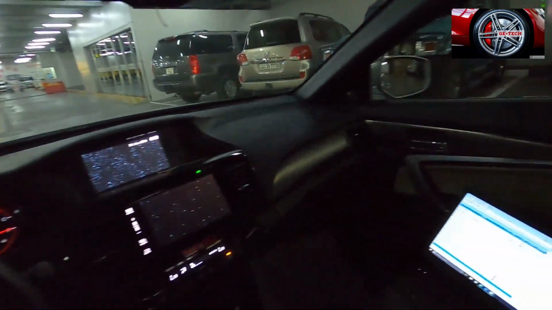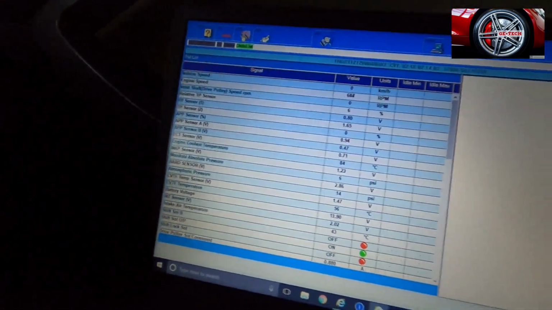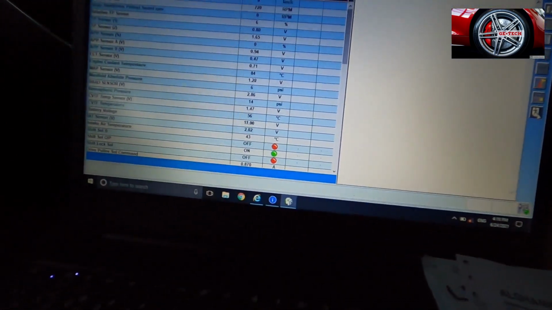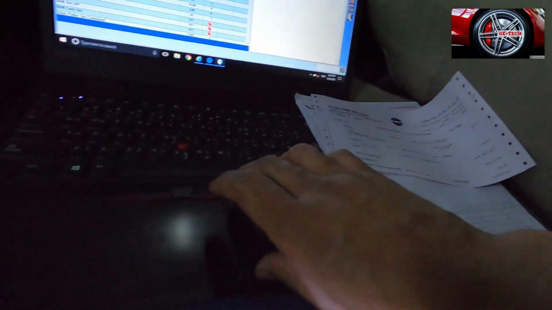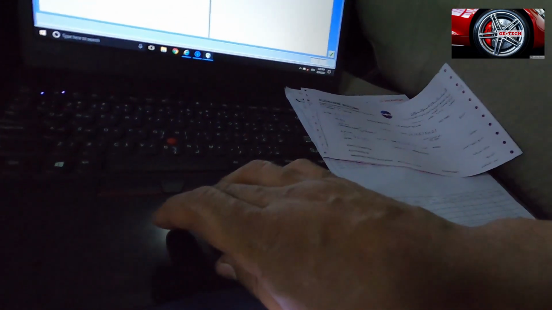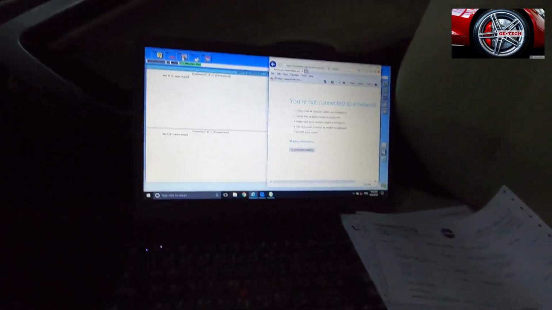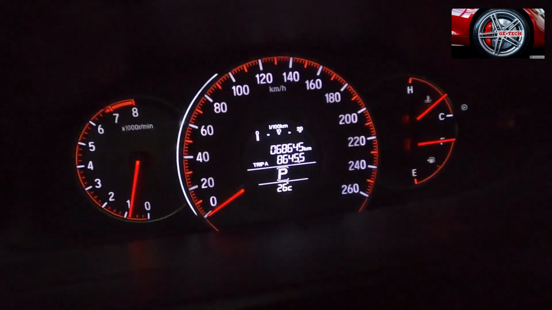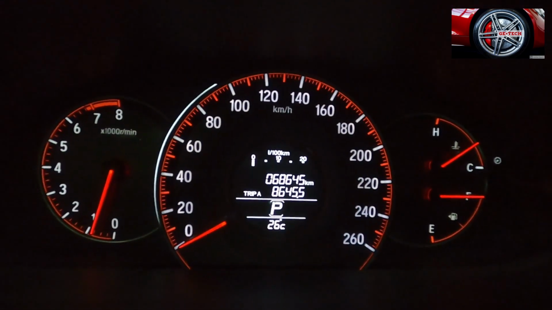So confirmed and problem solved. Everything is normal as you can see in the data list. There are no abnormalities, there are no DTC. Let's double check again. No DTC. No MIL blinking, no more MIL blinking.